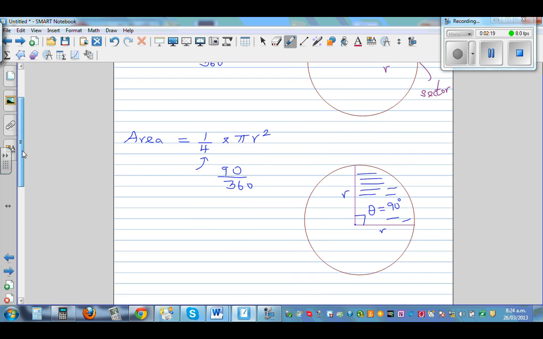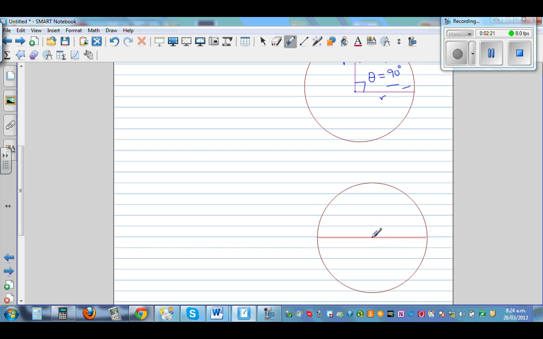Now, suppose this is a circle with a center. What's this? This is also a sector. This sector has a special name. This is called a semicircle. Now, what is the area of a semicircle? The area of a semicircle is half the area of the circle, which is half times pi r squared.